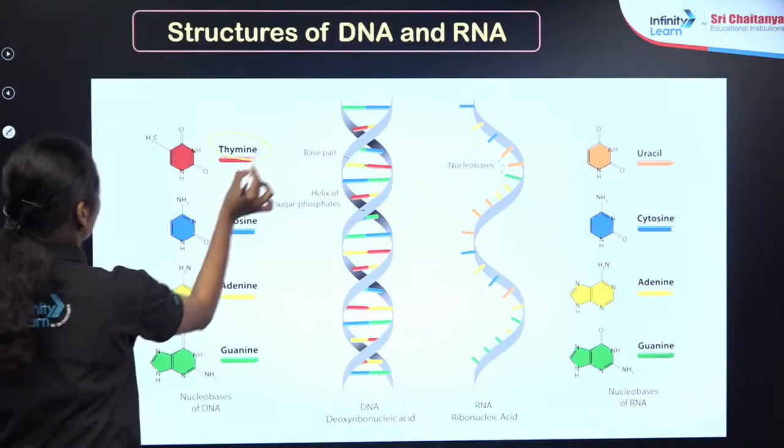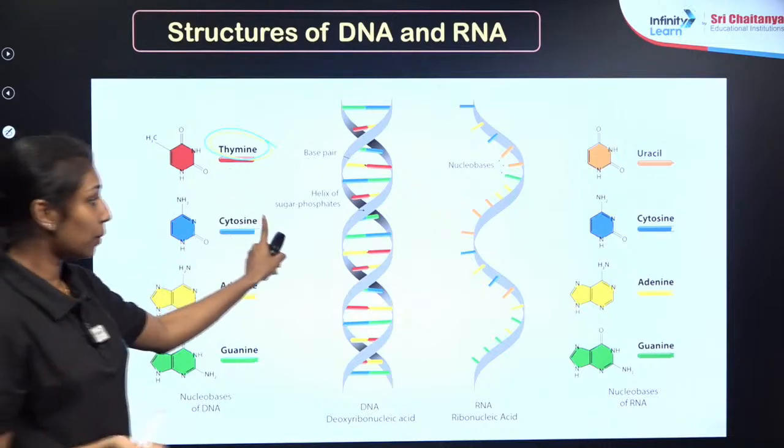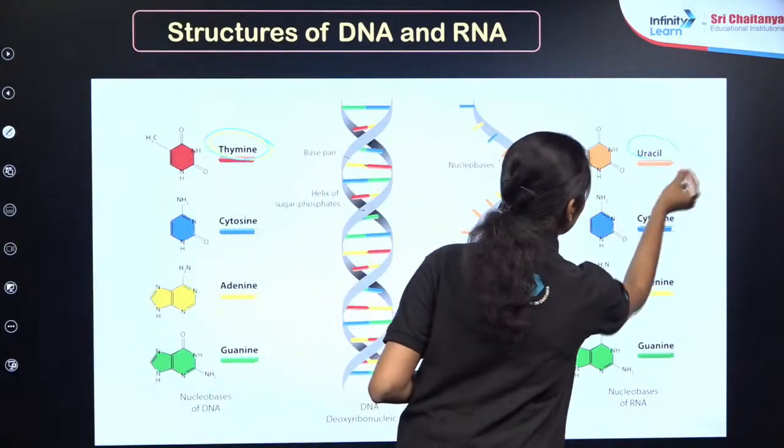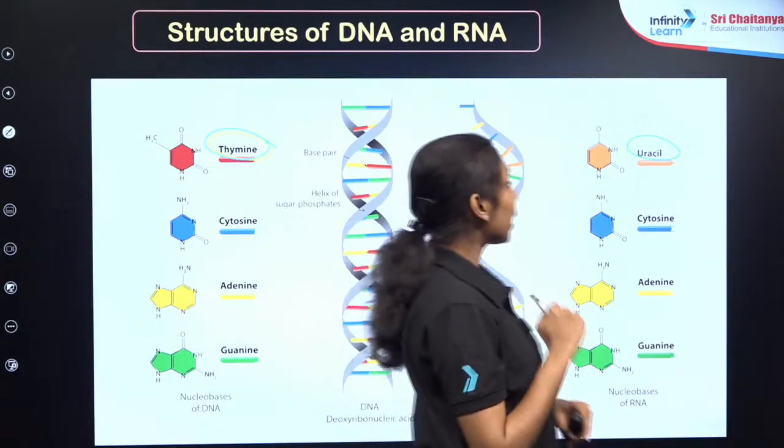Difference in the nitrogen base. In the case of DNA, it is thymine. Instead of thymine, in RNA, it will be uracil, right? Clear? This is the main difference between the structure of RNA and DNA.